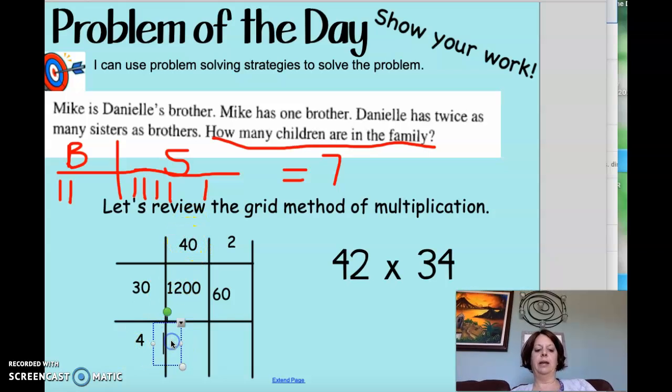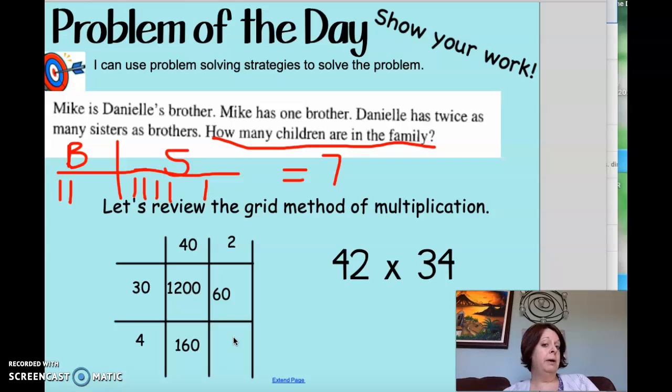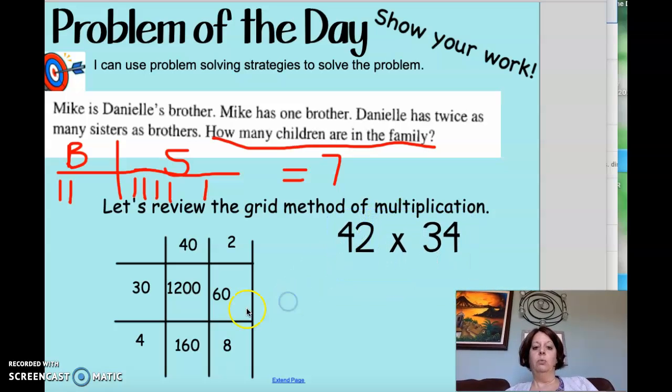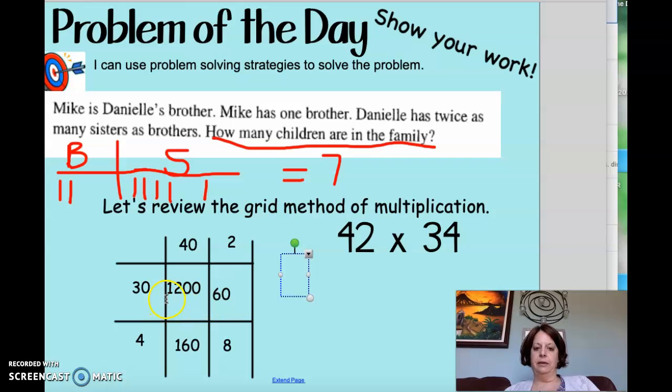Next, we have 40 times 4. 4 times 4 is 16. 40 times 4 is 160. Let me slide that on over. Now we have 2 times 4. That's 8. Very nice. Now our job, in order to get 42 times 34, is to add all of these up. I'm just going to add up that top area right here.